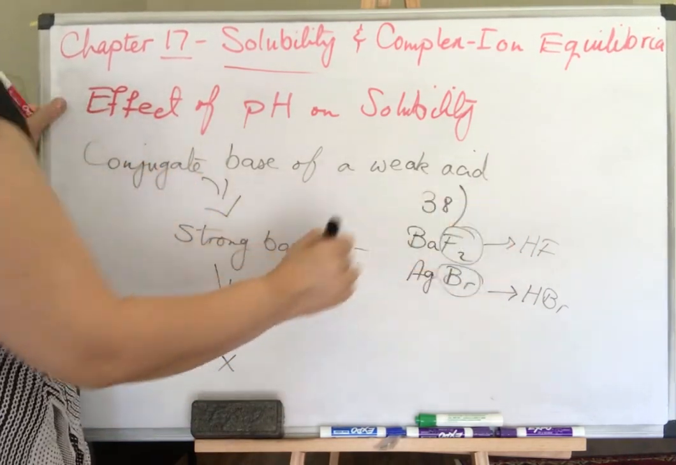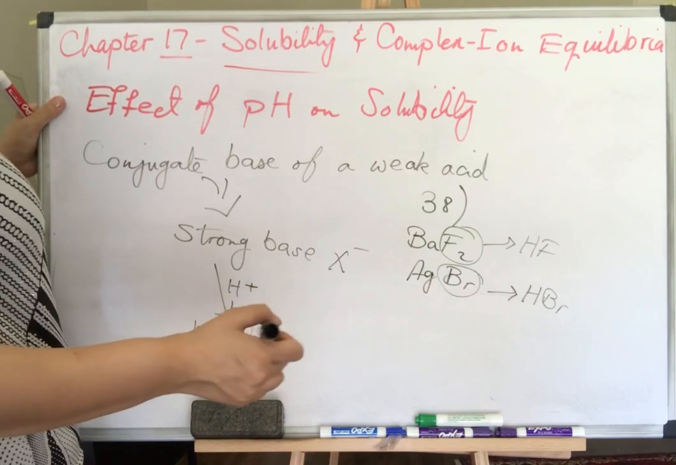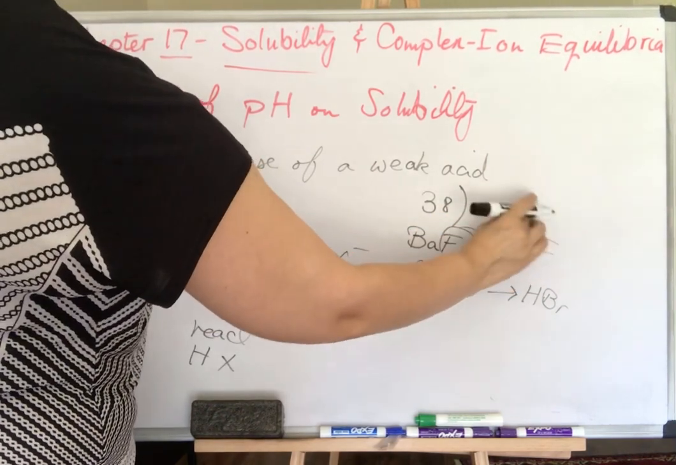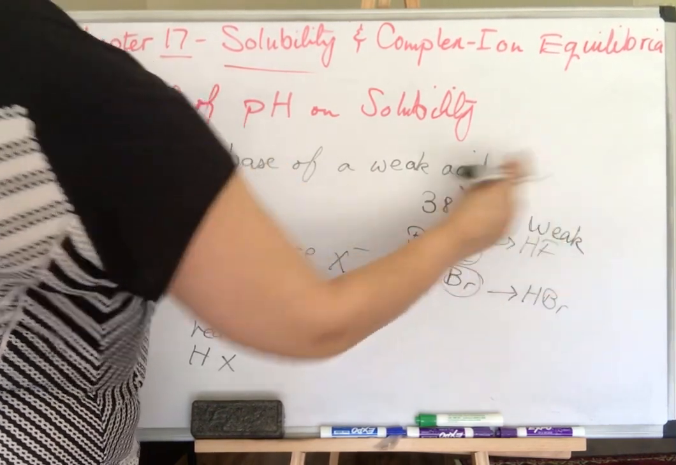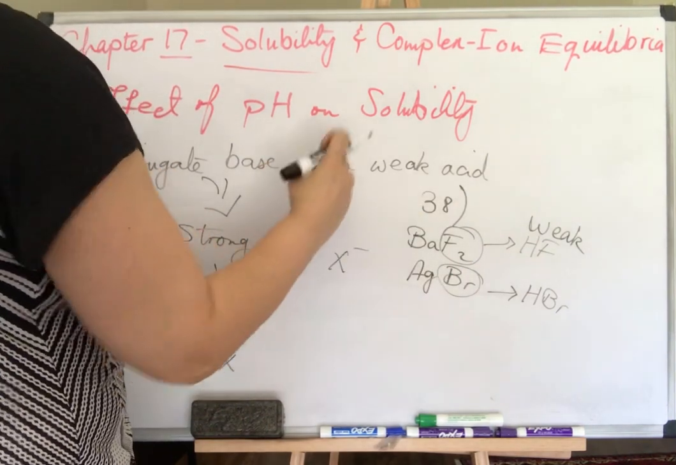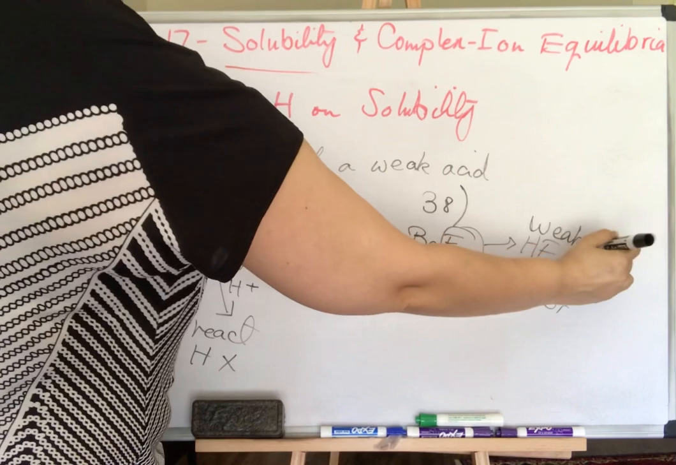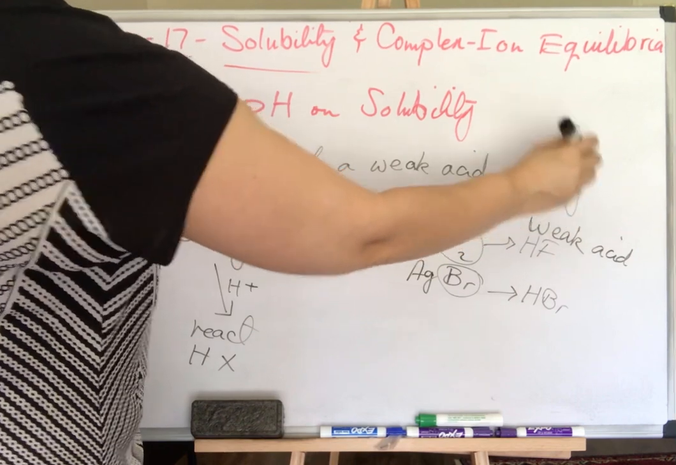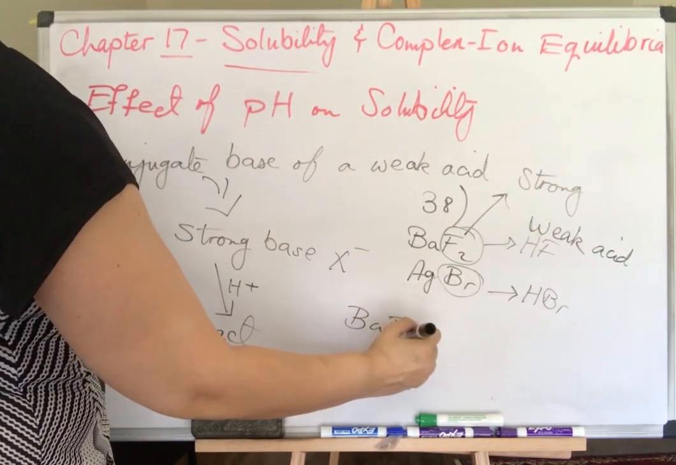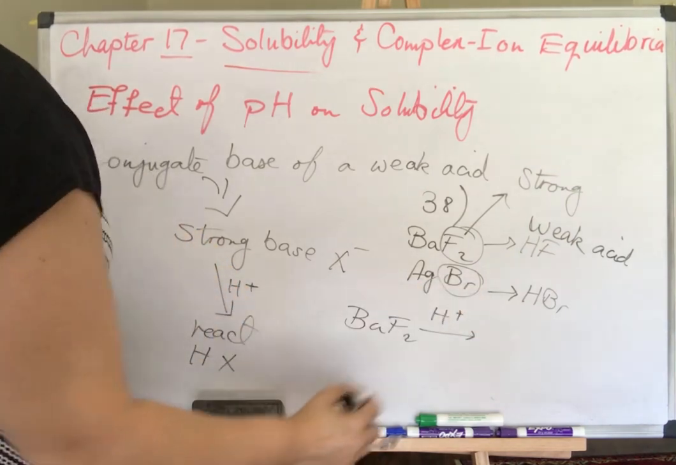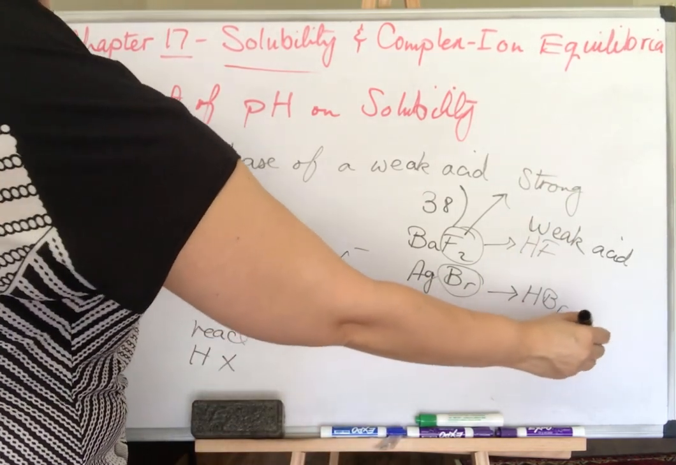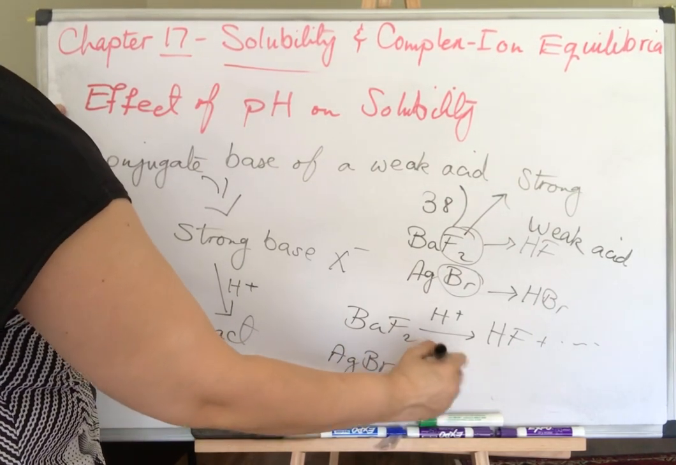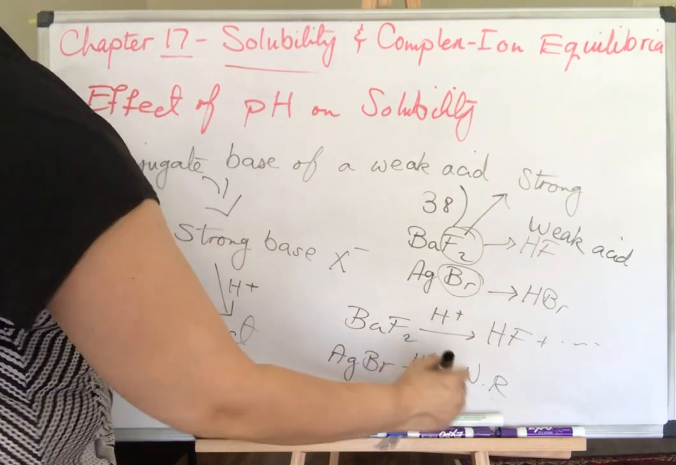Which one is the stronger? We said HF, right? HBr is the stronger, so HF is a weak acid. So you have to determine what type of acid the anions come from. You just add hydrogen to them. F comes from a weak acid, so F- is a strong base. So by adding some acid to BaF2, you will have some HF plus other products. But by adding AgBr to an acid, nothing is going to happen.